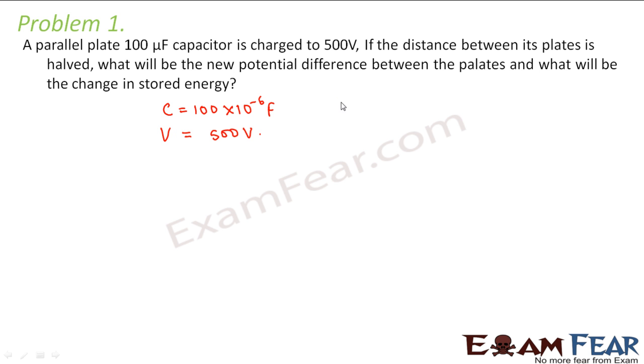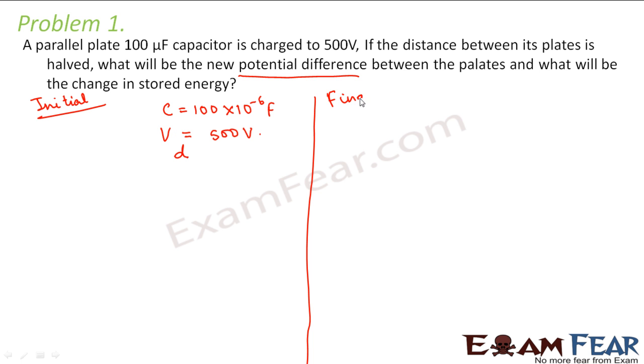So first we have to calculate the values. The potential difference is already given initially. We have to calculate the value of stored energy initially, and then we will see what happens if the distance between the plates is halved. Let us suppose right now the distance between the plates is d. First we will calculate the initial condition and then we will calculate the final scenario. In the final scenario, what happens? D becomes d by 2, right? So d is halved, so d becomes d by 2. So let us look at the initial scenario first.